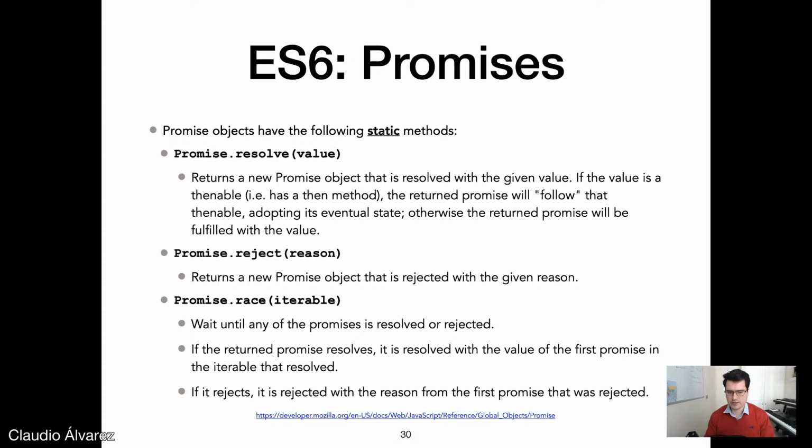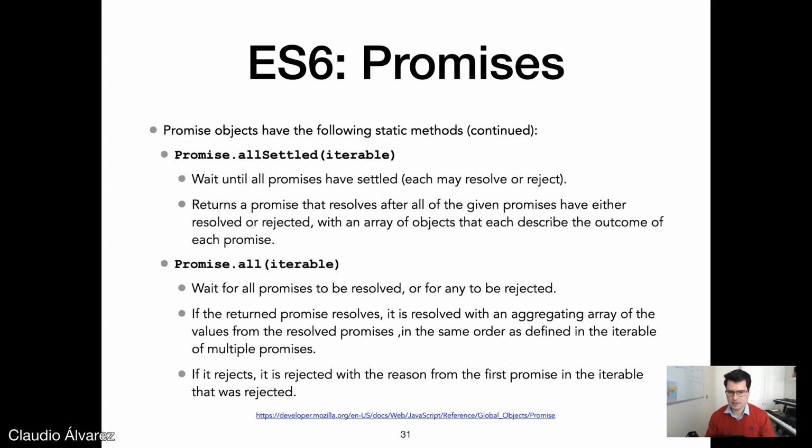Y hay otros métodos, está el race. El race es wait until any of the promises is resolved or rejected, que es, como son métodos estáticos, se aplican a colecciones de promesas. Esto se puede ir complejizando bastante más. All settled quiere decir que vamos a esperar a que todas las promesas hayan llegado a estado de terminación, ya sea fulfilled o rejected. Y tenemos finalmente promise.all, que es wait for all promises to be resolved or for any to be rejected.